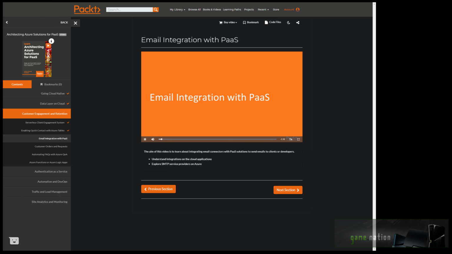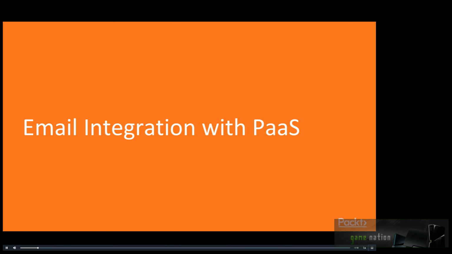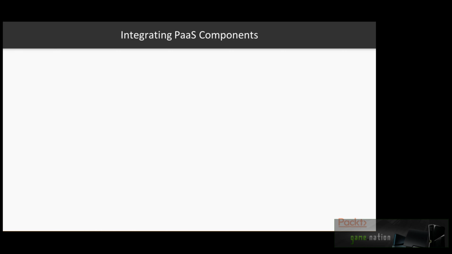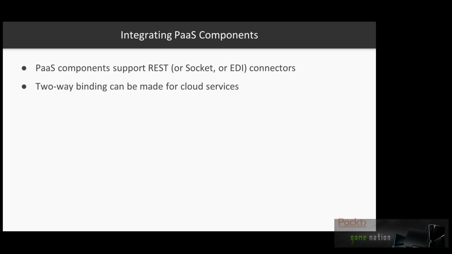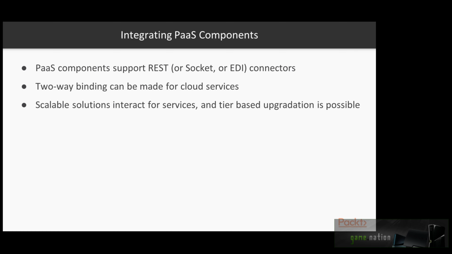Let us go ahead and study how email integration can be made in PaaS. We studied that basically all PaaS components support some connectors in the form of REST API or socket communications or normal EDI. Two-way binding can be configured for the cloud services, which means that both of your services can accept some information and can provide some information for other services to function properly. And this enables services to interact between each other and to provide a common solution for the customers.